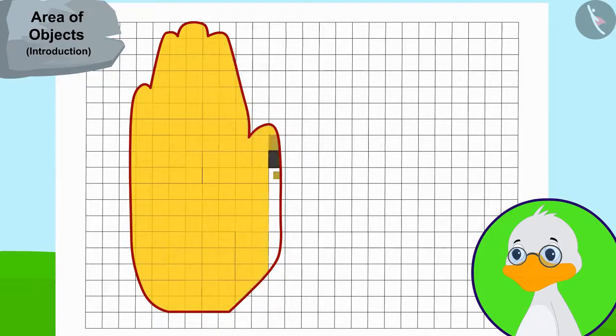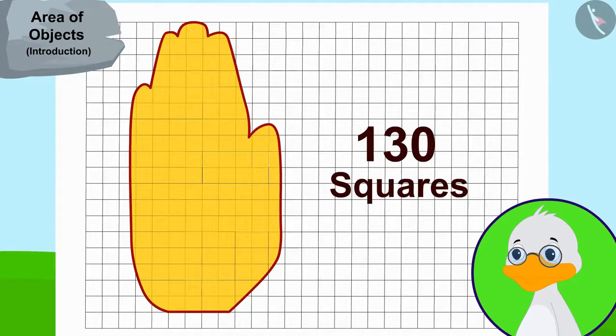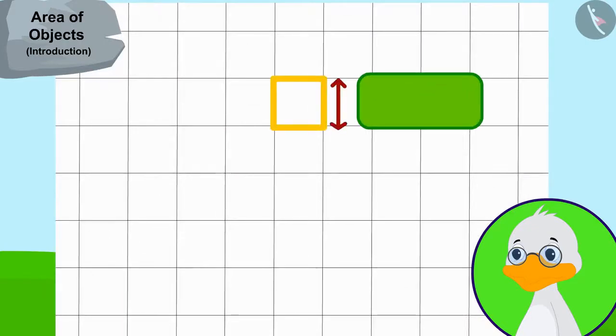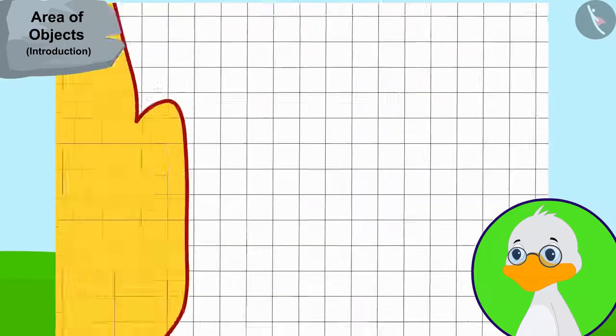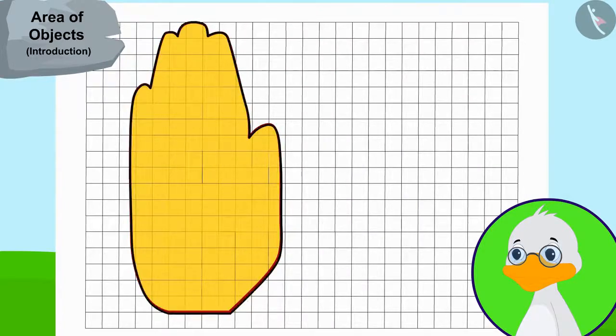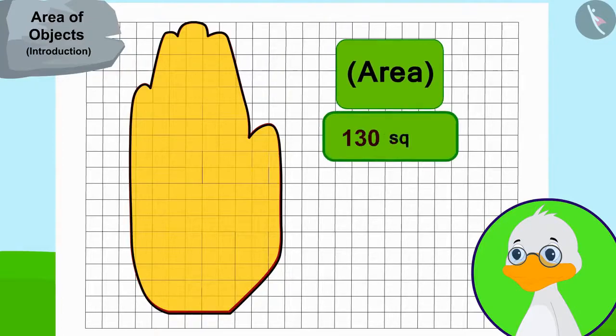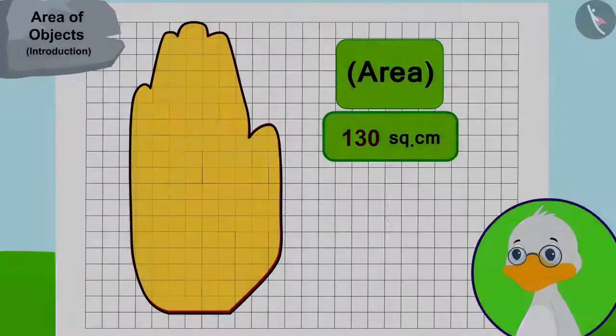And finally, he came to know that the hand impression is covering 130 squares. The side of each square is 1 centimeter long. Therefore, the area of this hand impression is 130 square centimeters.